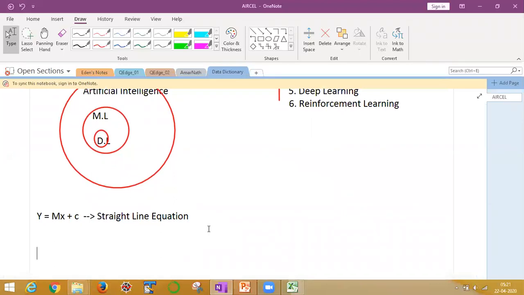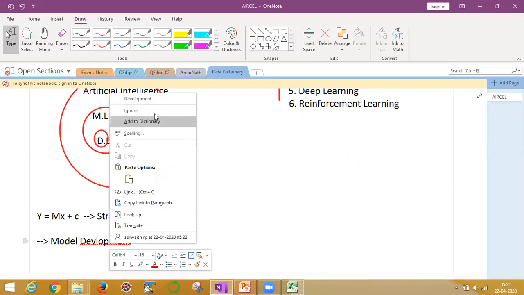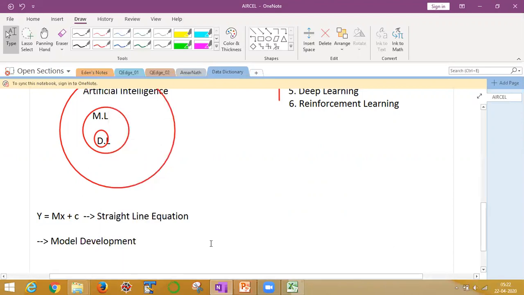That means I'm going to construct a mathematical equation. Mathematically, in the mathematics subject, we call this an equation. But in statistics, I will call it model development. So I'm going to develop a model similar to this. And in the machine learning world, we'll call it an algorithm.